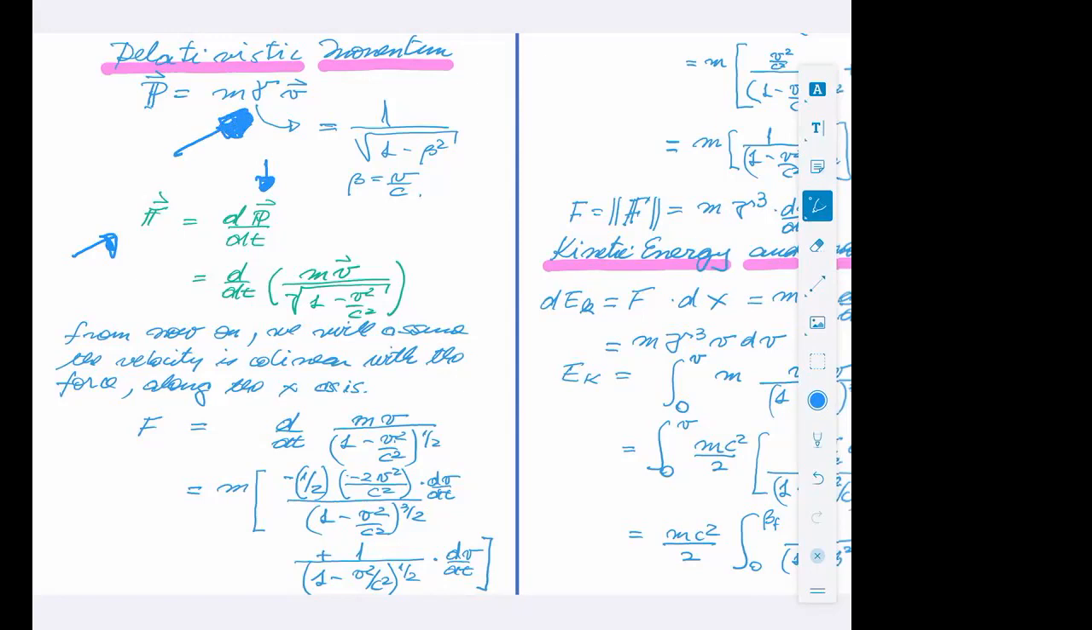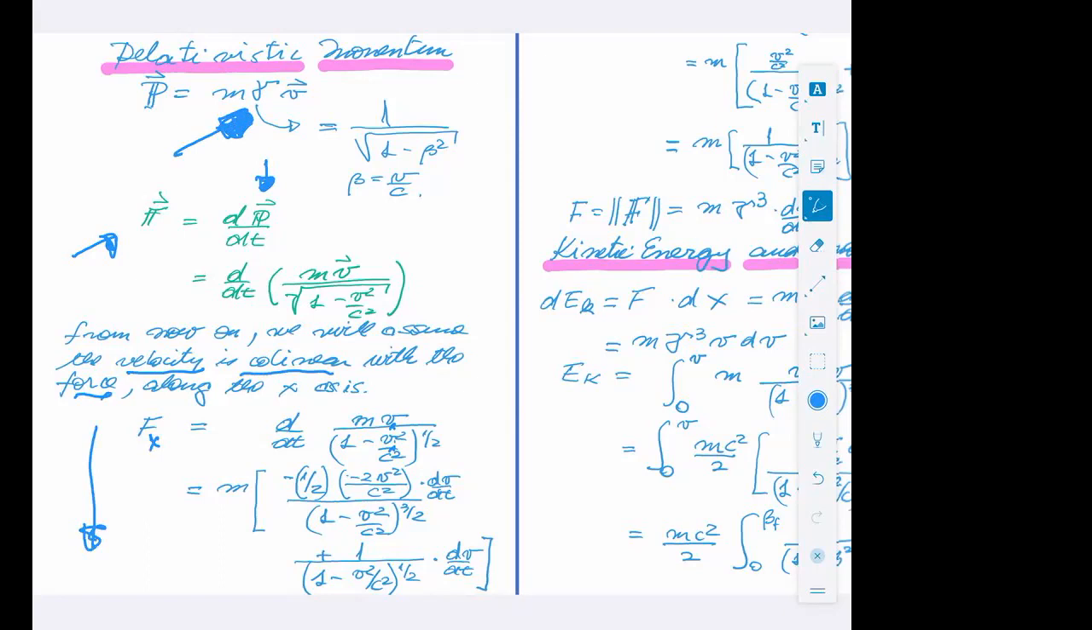In what goes on from here now below, we're going to assume that the velocity is collinear with the force. So this is fx, and this would be vx. I didn't write it like that, but F and v are collinear.